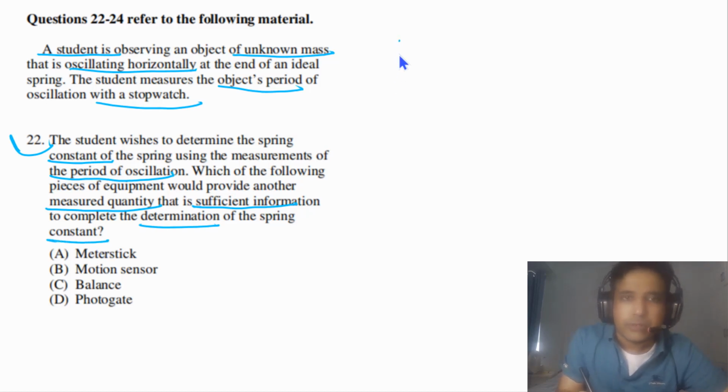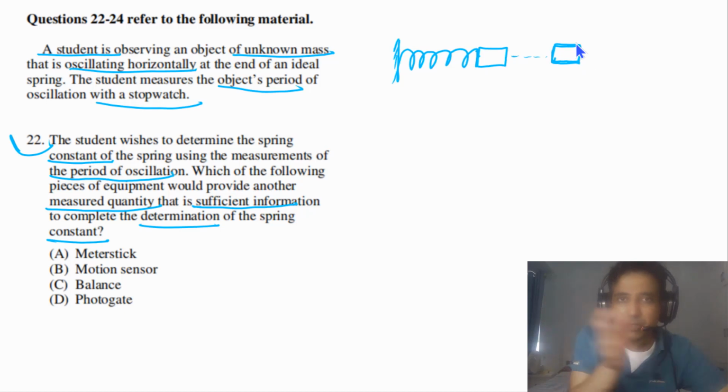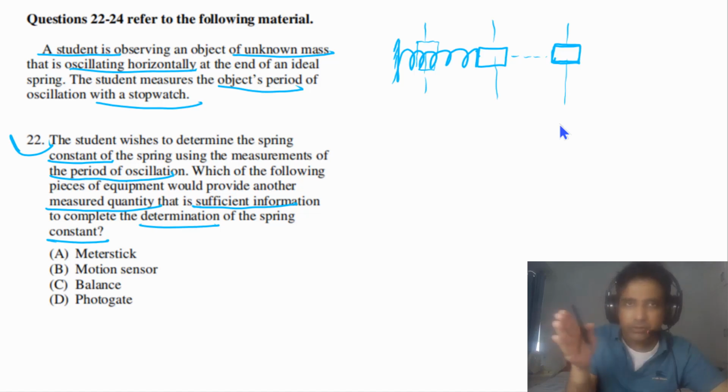For this question, we have an unknown mass that is oscillating at the end of an ideal spring. So this is our spring-mass system. We can imagine that if we pull this to the right, to the extreme position, and then let it go, it will start oscillating and then return to this extreme position. It will oscillate between these positions. So you can imagine the spring-mass system oscillating horizontally.